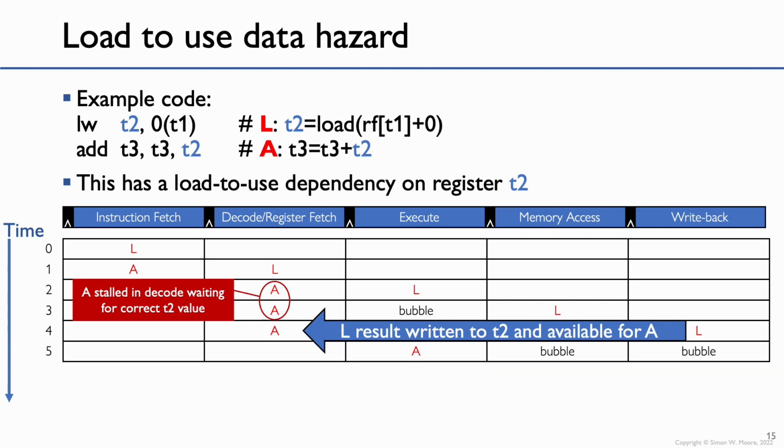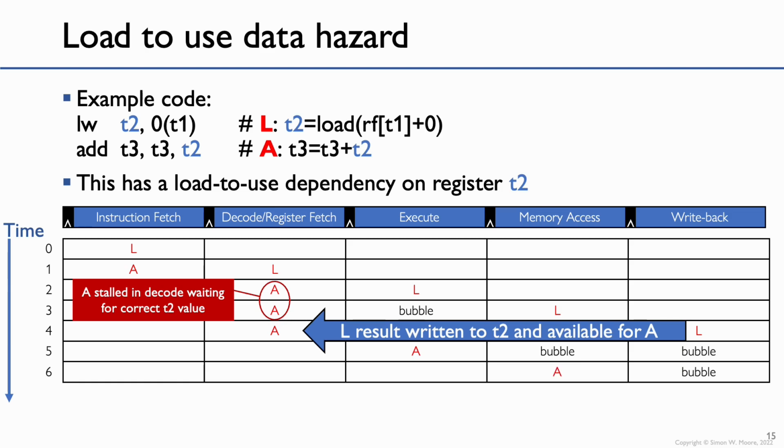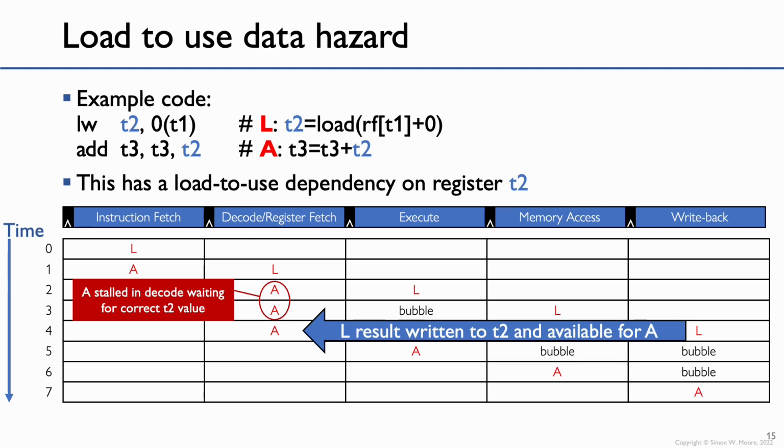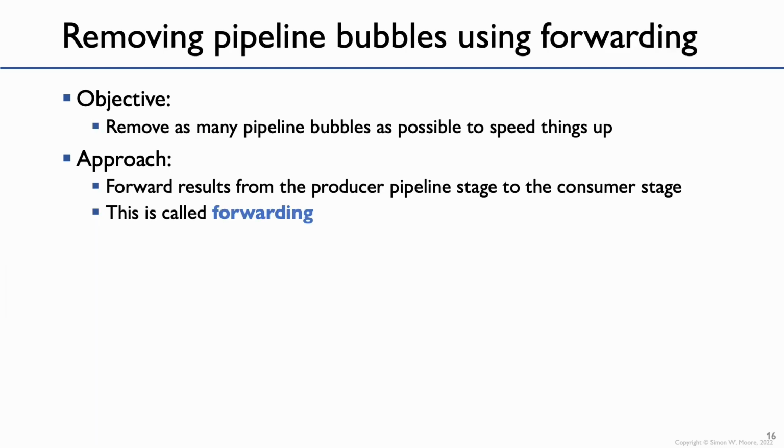And so on the next clock cycle, add can proceed to execute, and then it will proceed down the pipeline until it's written its result back. So clearly here we've got two bubbles appearing in the pipeline, and this will slow us down. So we would like to do better. And last lecture I talked a little bit about forwarding, and we're going to see how to do that at more of a hardware level.